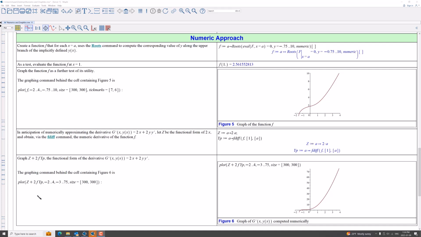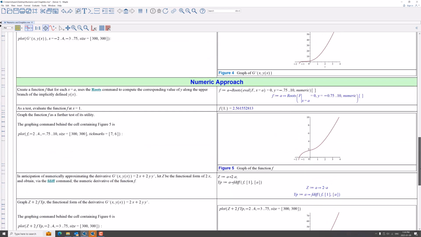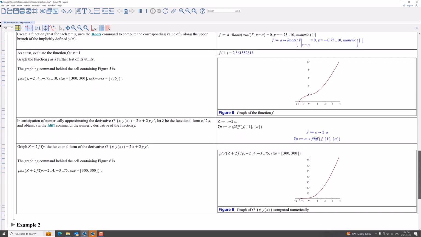Does it work? Can I draw the graph of that expression? So here's the 2x, here's the 2y y prime, and I want to graph that on this range, and I get this graph. Does it look like this one? And I was satisfied. Yeah, so it works.